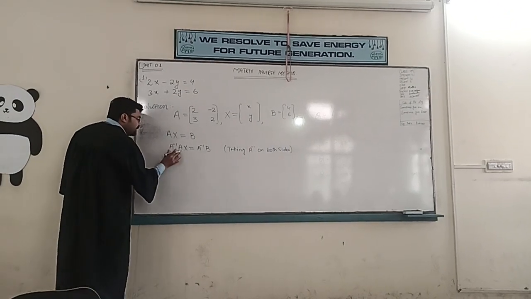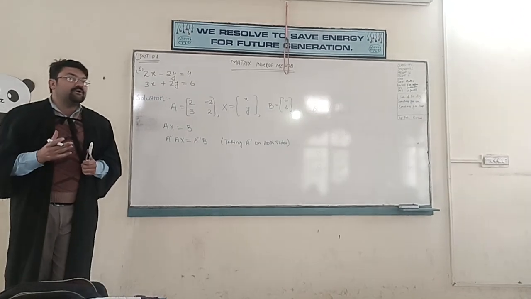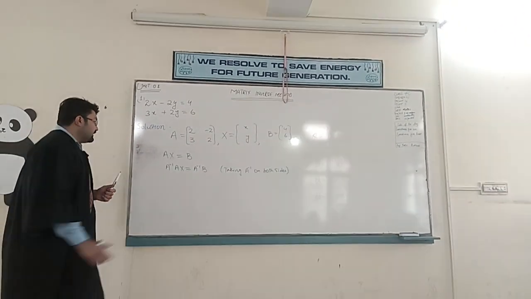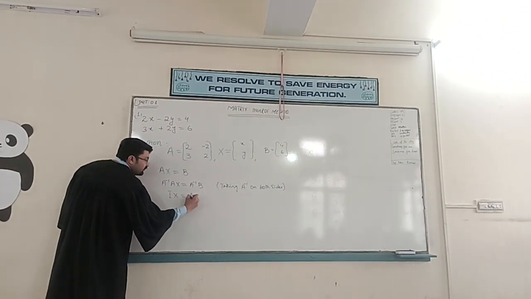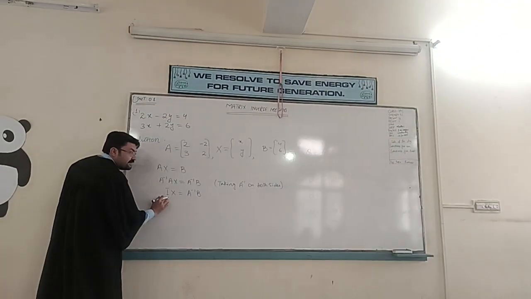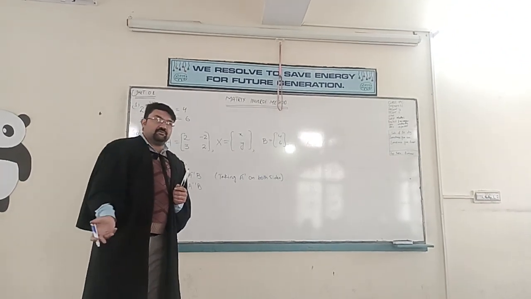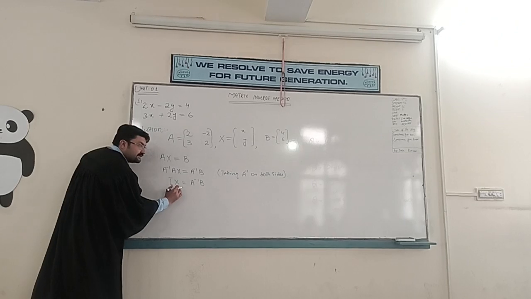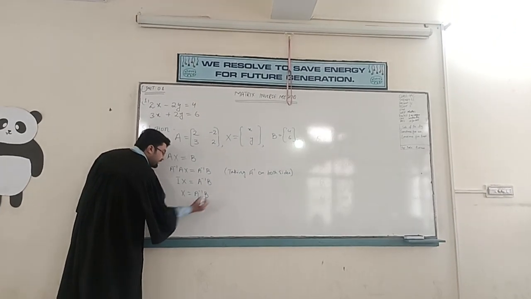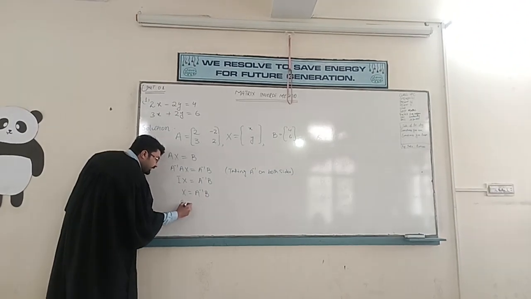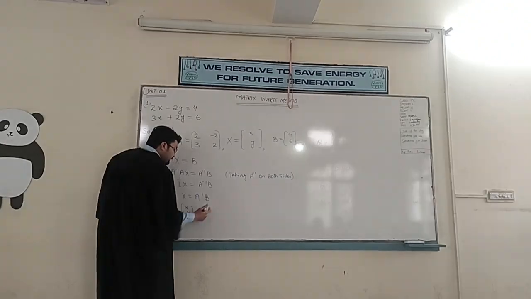Okay, and it will become A inverse and A. The product of inverse and its matrix is equal to the identity matrix. So it will become identity matrix X is equal to A inverse B, and identity matrix multiplied with any other matrix becomes the same matrix. That is, identity multiplied by X is equal to X, which is equal to A inverse B. So X and Y is X.